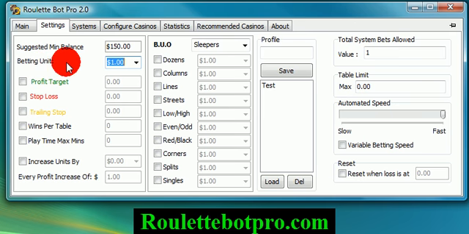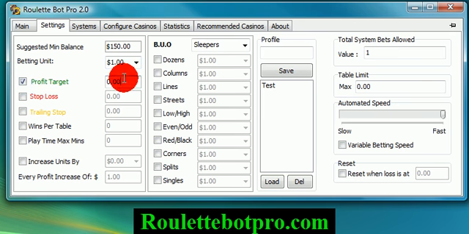Next we have Betting Unit. This is your global betting unit for all bets. Unless you have a casino profile loaded, it will only show $1. I have a casino loaded, and here are the current chip values for that casino. Profit target.